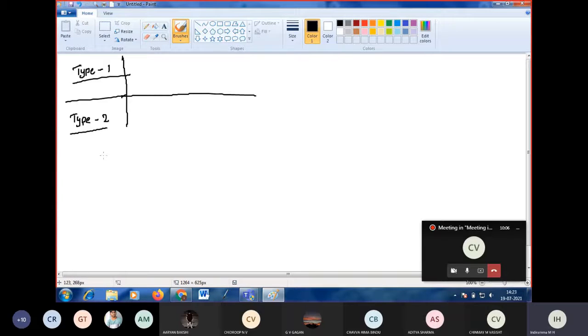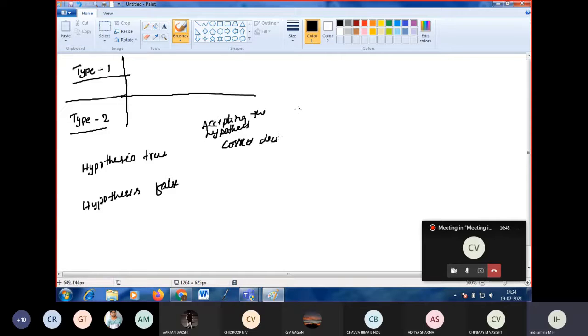So I will lay it out in this manner: the hypothesis is true, then the hypothesis is false. Accepting the hypothesis on the correct decision, we can accept it. Correct decision. Rejecting the hypothesis.